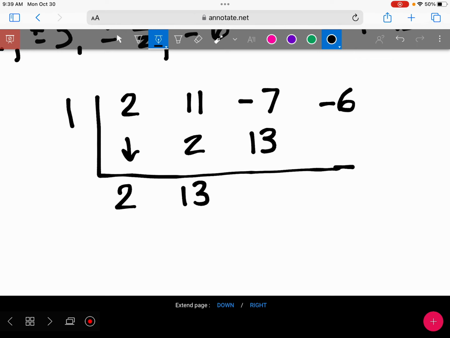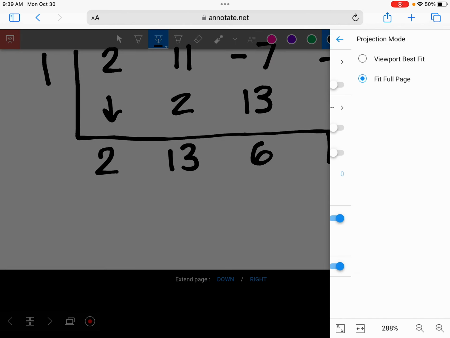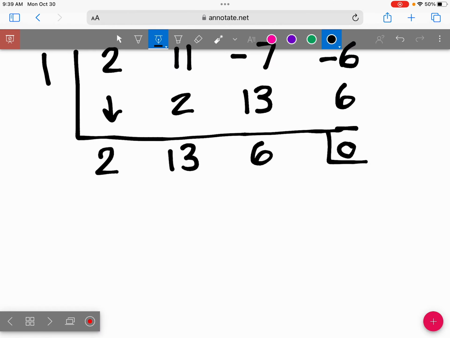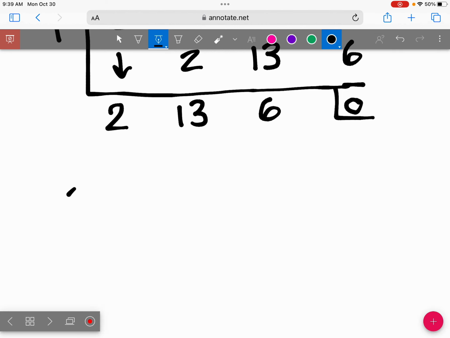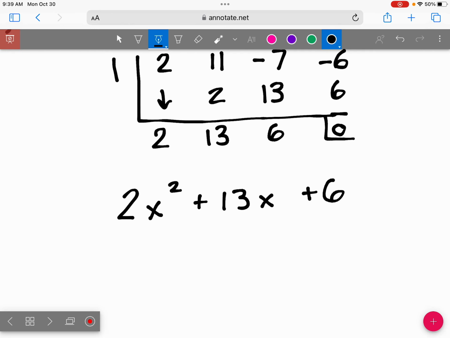Which means here is 13. And below? Which means up here is 6. And we get a remainder of 0. It's another way to confirm that we did in fact find a root. Our remainder should always be 0. So this gives us, changing this so that we have space again, our quadratic portion is 2x squared plus 13x plus 6. That is what's left over when we divide out the 1.